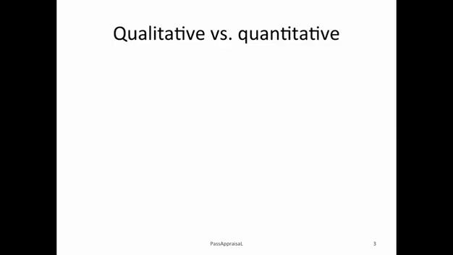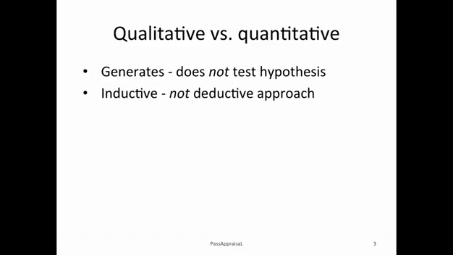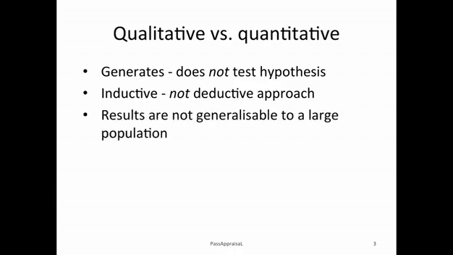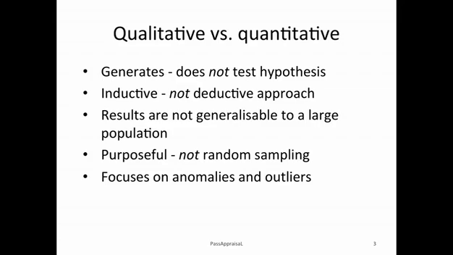Qualitative approach is different from quantitative approach in many respects. Qualitative research generates, does not test hypothesis. It takes an inductive, not a deductive approach. Results of qualitative research are not generalizable to a large population most often. The sampling approach used for a qualitative study is purposeful, seeking to include outliers, not to exclude them. This is different from quantitative research, in which sampling is usually done in a random sampling method. Qualitative studies focus on anomalies and outliers, unlike quantitative studies which seek to discard anomalies.